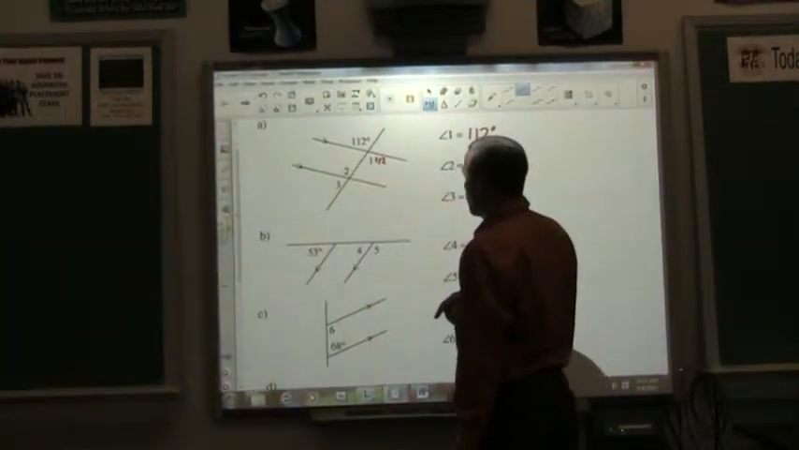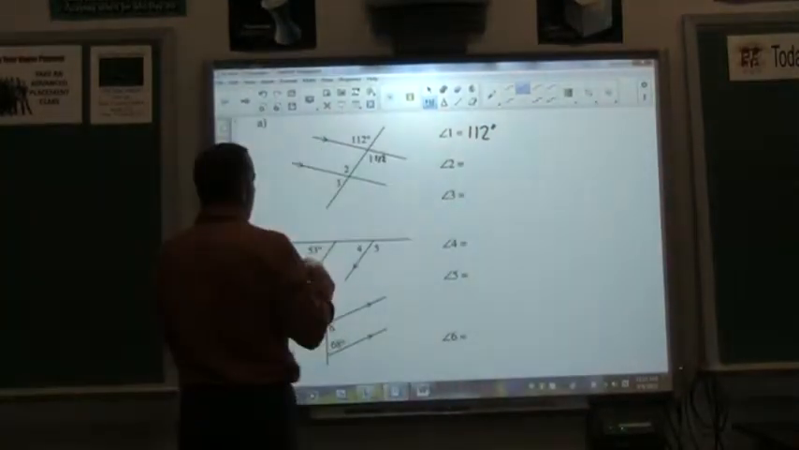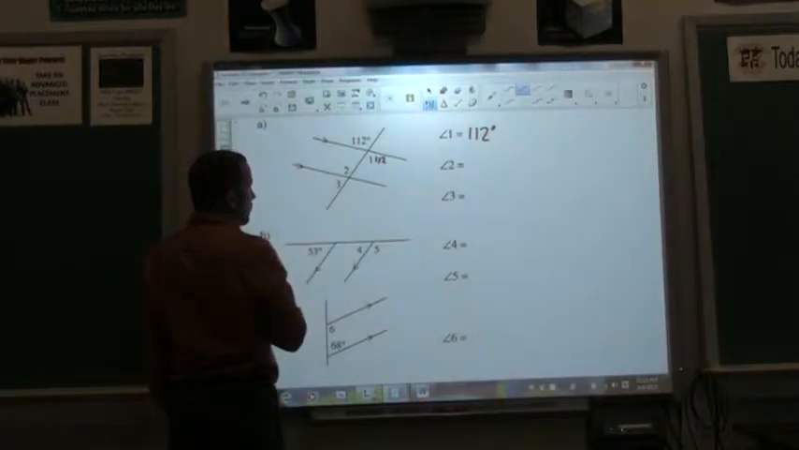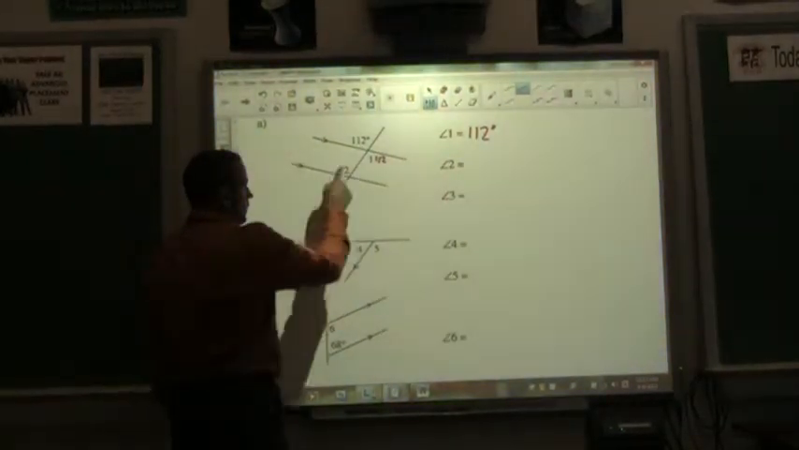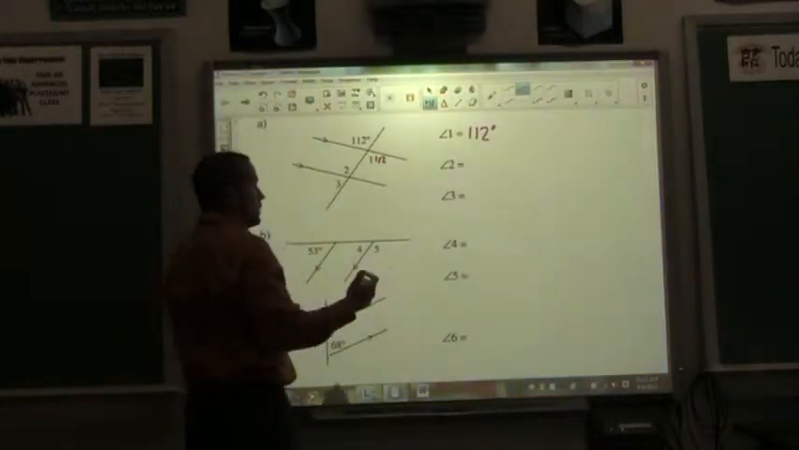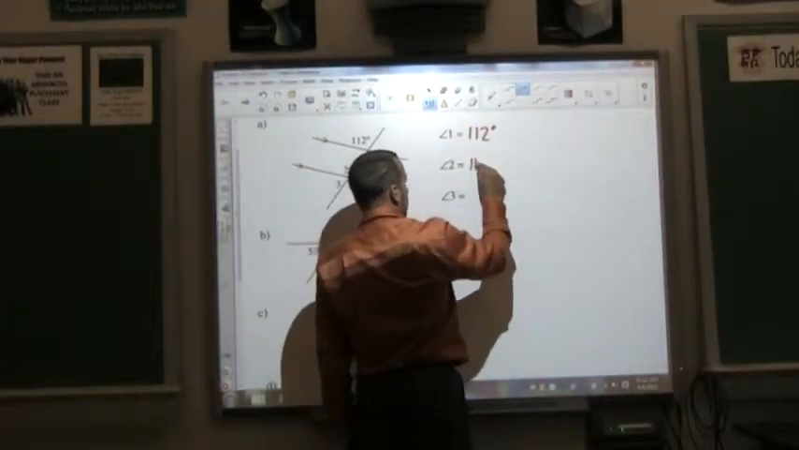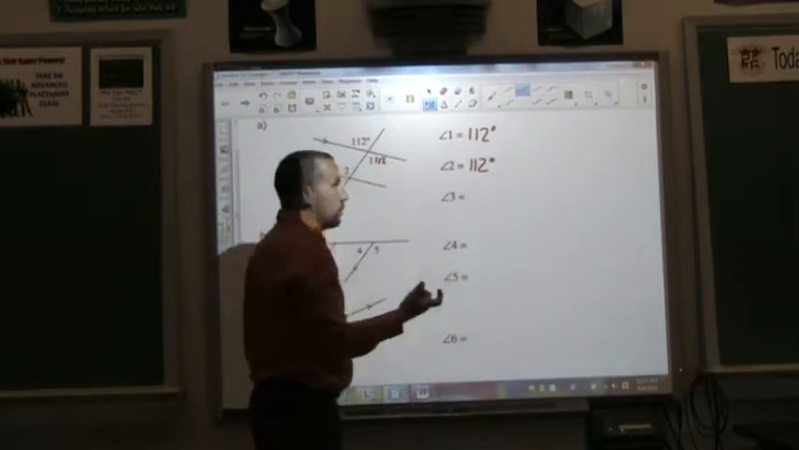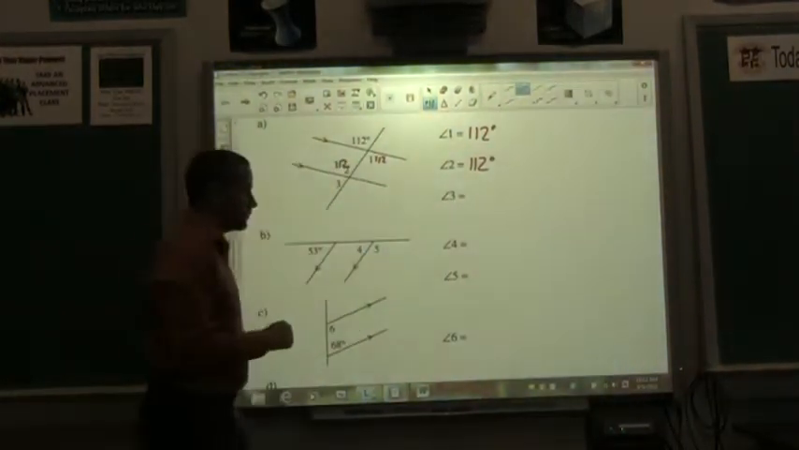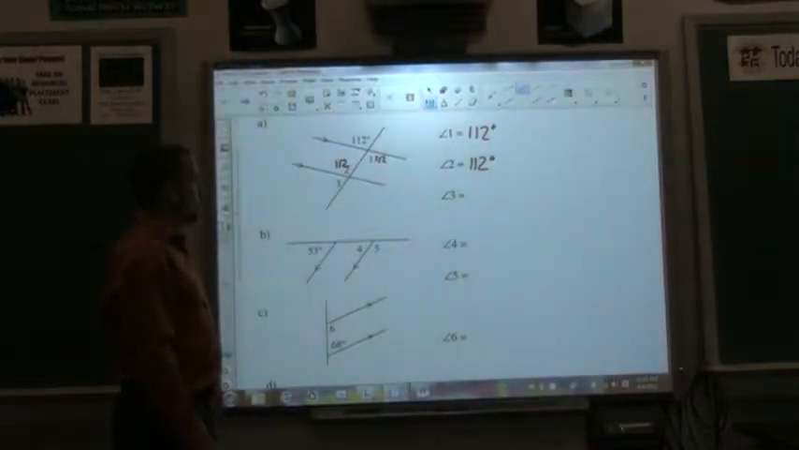The next thing I see that's fairly easy, fairly obvious, is this is top left, and angle 2 is top left. Okay, so top left angles, they're corresponding, so they have to be the same. So angle 2 is 112 degrees by the corresponding. So I have one more left to go.